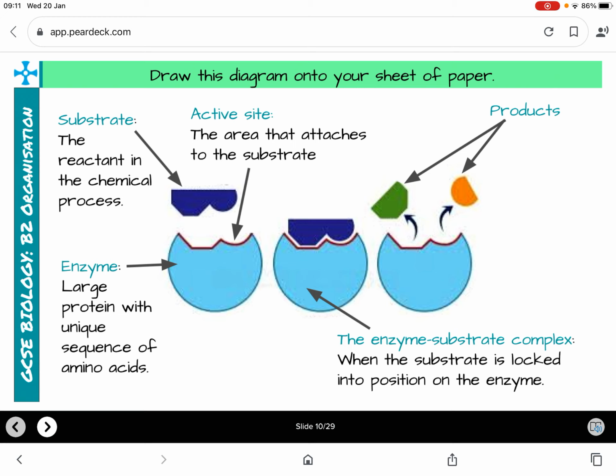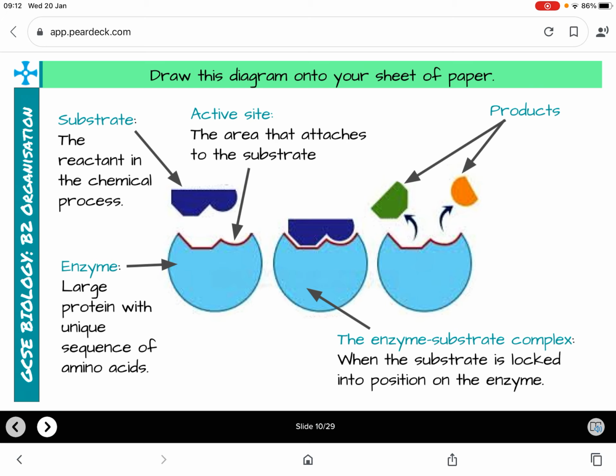Okay, so the substrate is the reactant in the chemical process, the thing that is reacting. The enzyme is the large protein with a unique sequence of amino acids. We know that proteins are made of amino acids. The active site is the area that attaches to the substrate. And if you look at the picture in the middle, you can see the substrate inside the active site, and this is the enzyme substrate complex. That's when they're locked in position on the enzyme.